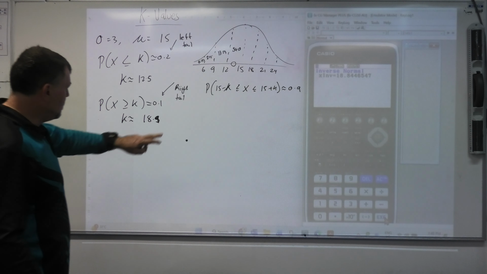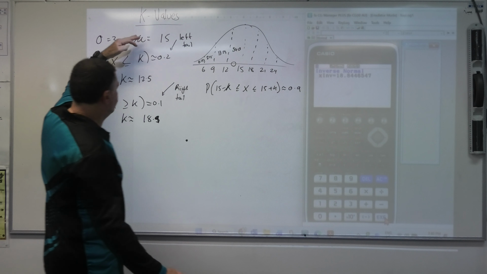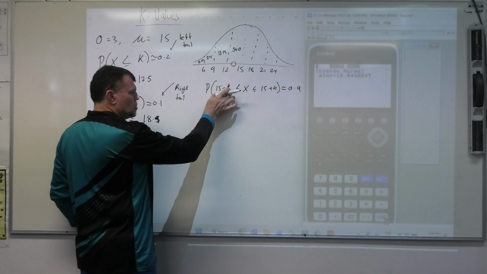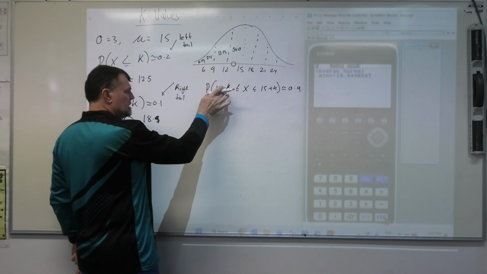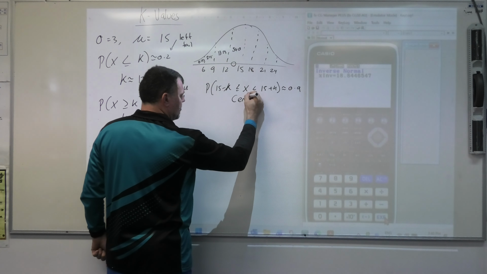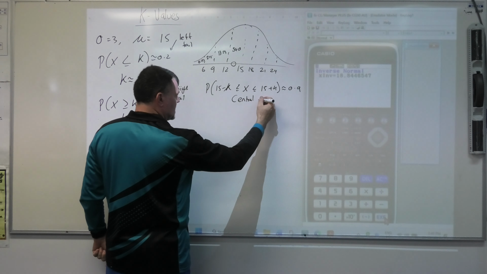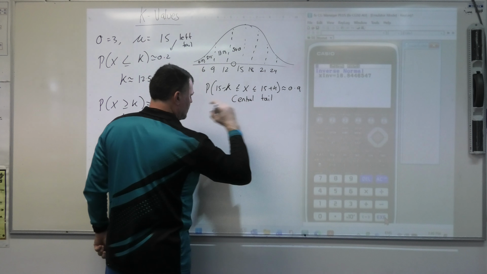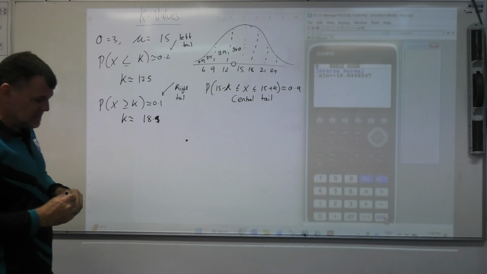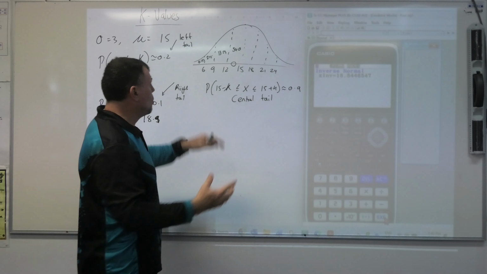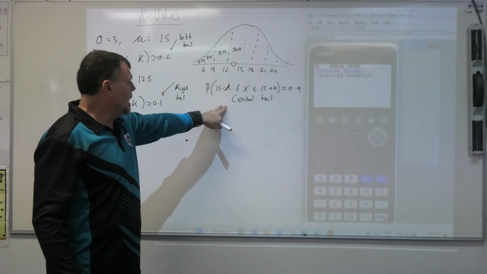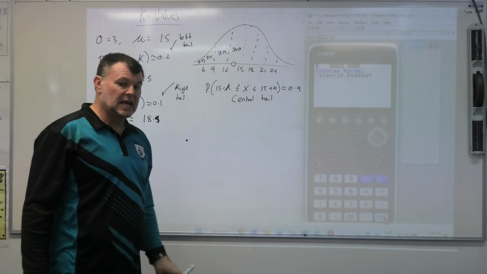Now, how is this different to what we've done in the first two examples? Well, the difference here is we've got something in terms of the left-hand side of the distribution and the right-hand side. So this here is what we call a central tail. Our mean, our deviation doesn't change. What this does is it gives us two different answers, one that we can use to calculate the unknown k. And in each case, you should get the same answer.